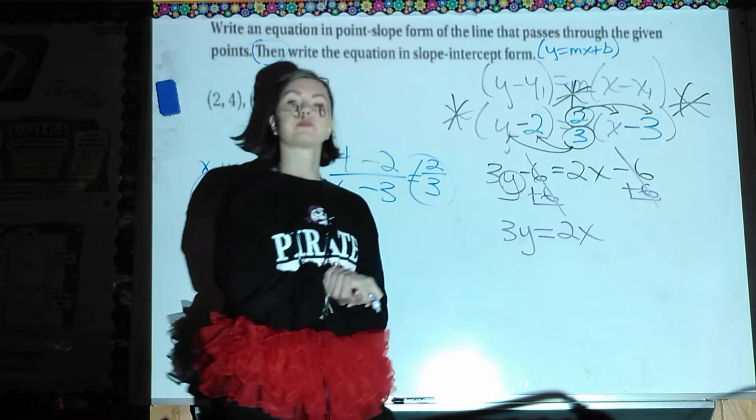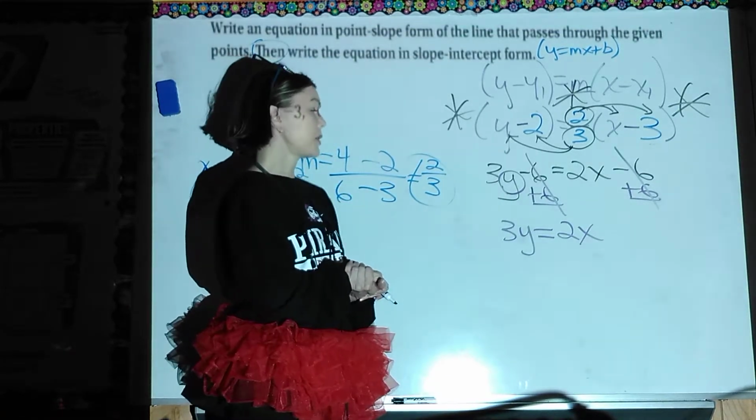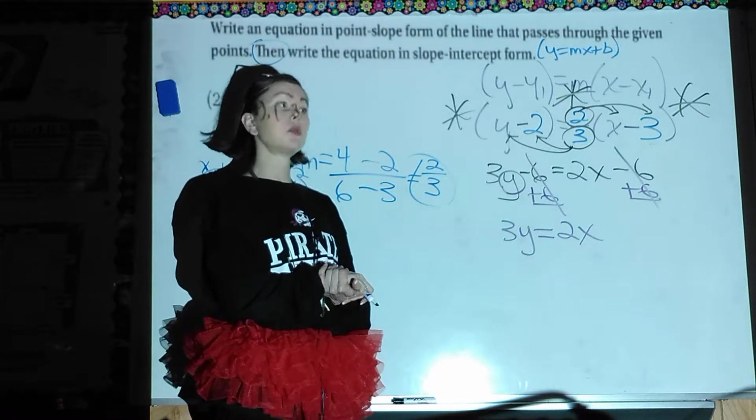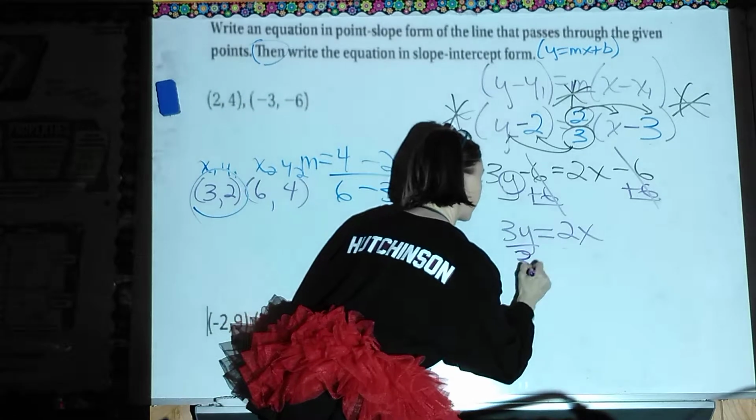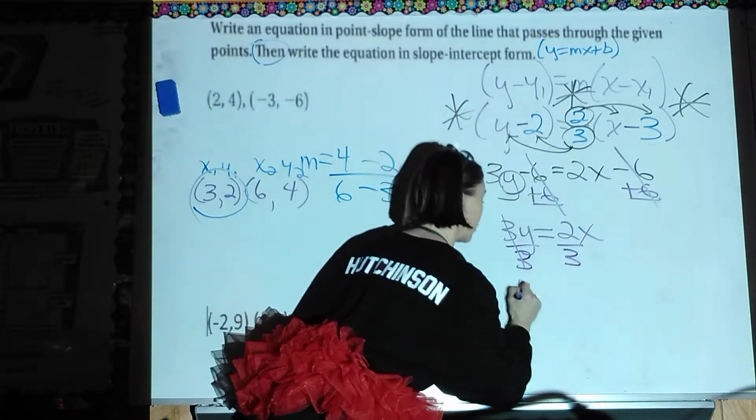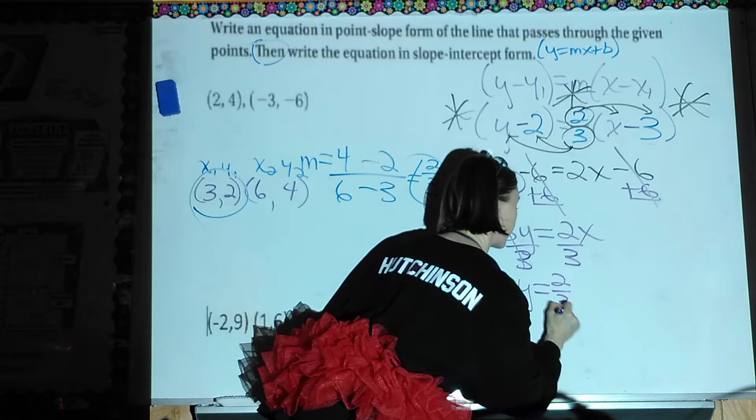Here we are. Have we solved for y yet? No. What do we need to do? Divide by 3. Here we go. Divide by 3, divide by 3, cancel, y equals 2/3 x.